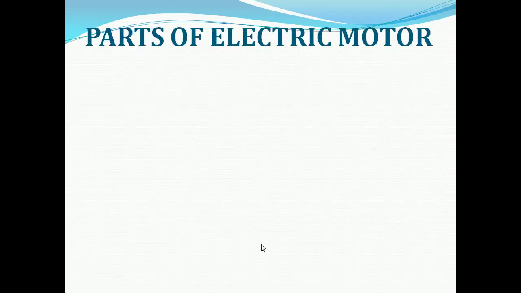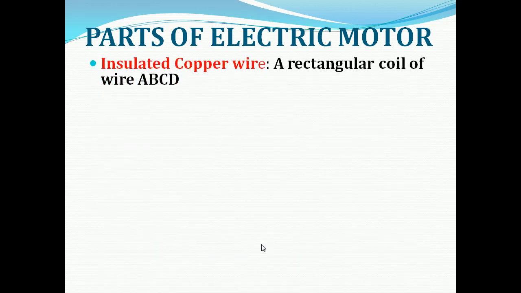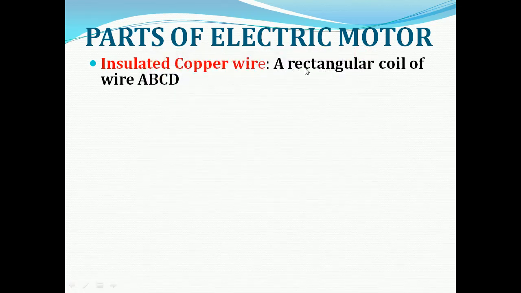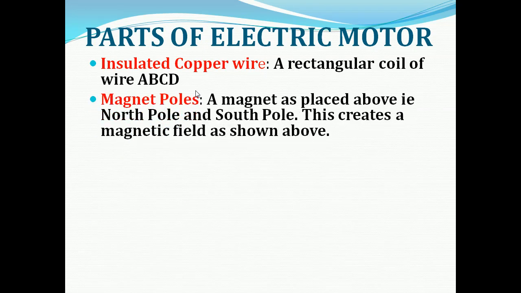Now we are going to see the parts of the electric motor. The electric motor consists of the following parts. First, insulated copper wire, which means a rectangular coil of wire ABCD. Then there is a magnet placed near the rectangular coil, with north pole and south pole, which creates a magnetic field.